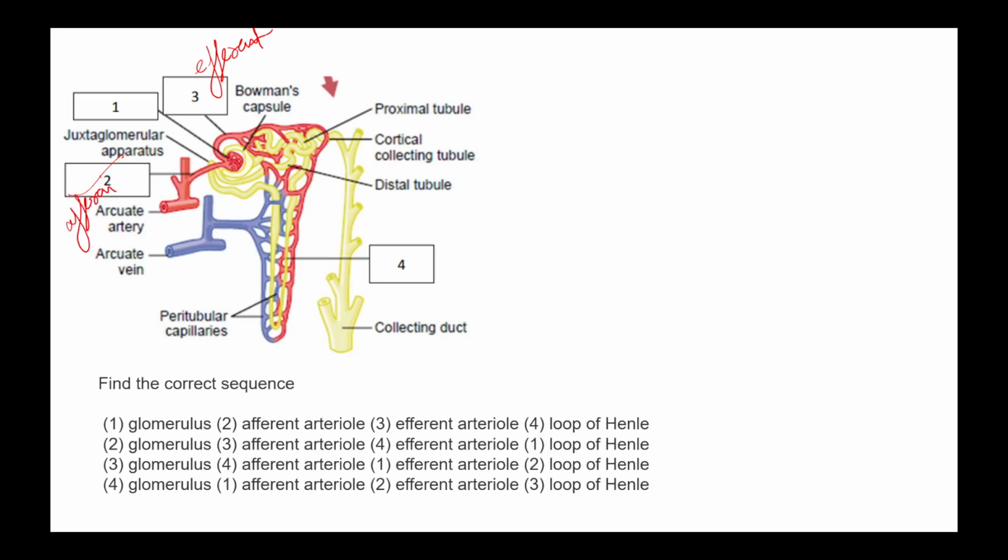And what is this? The capillary network in the Bowman's capsule is the glomerulus. Yes, it is the glomerulus, and the glomerulus is present in this Bowman's capsule. And what is this structure? Yes, it is the loop of Henle, where you will find the peritubular capillary.